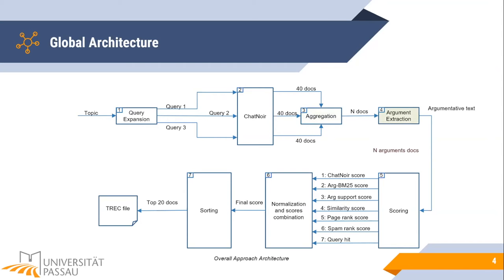Then we have the argument extraction component, which takes care of distinguishing argumentative sentences from non-argumentative sentences. Basically, this component discards all non-argumentative sentences and keeps only argumentative ones. The implementation of this model will be discussed further in the next slide.